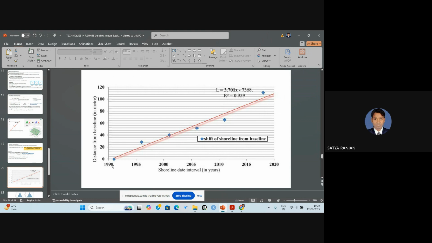This is the 1992 to 2020 data at the shoreline, at an interval of 5 years. It gives the different shifts of the shoreline from 1990 to 2020. Based on the regression model, we can use the shoreline information.